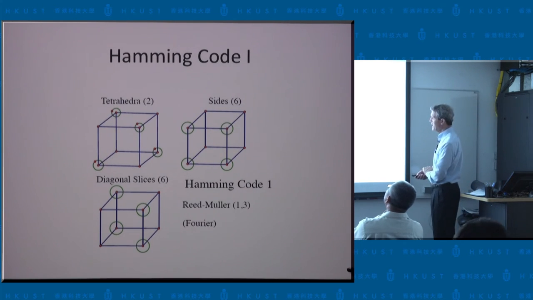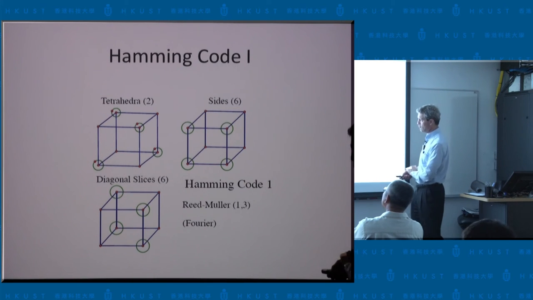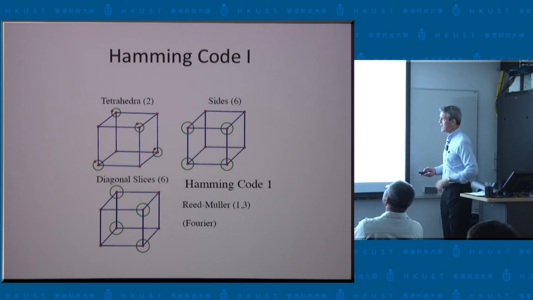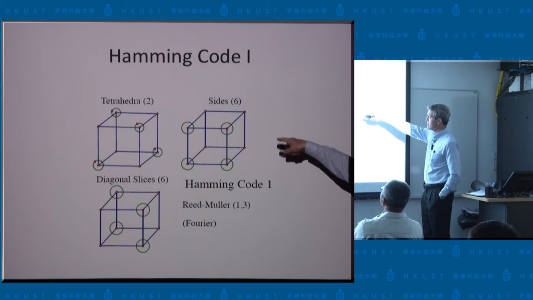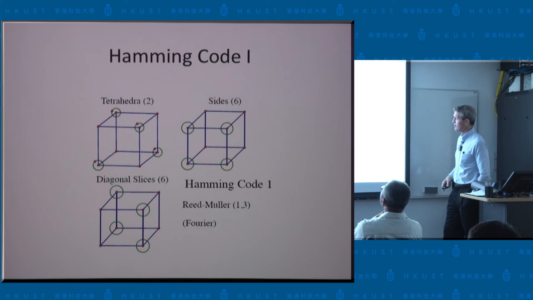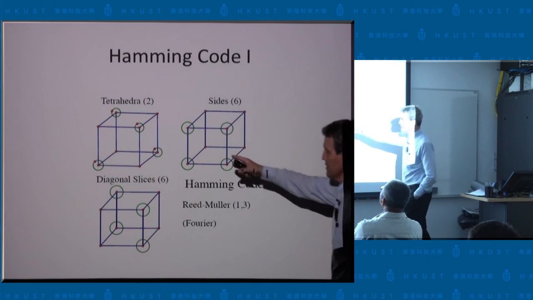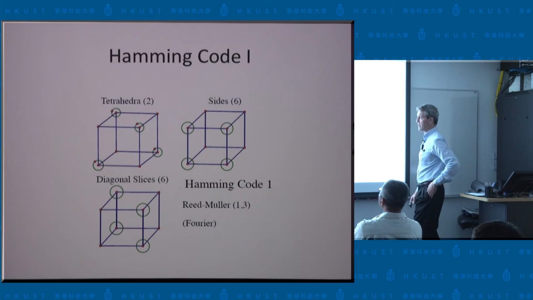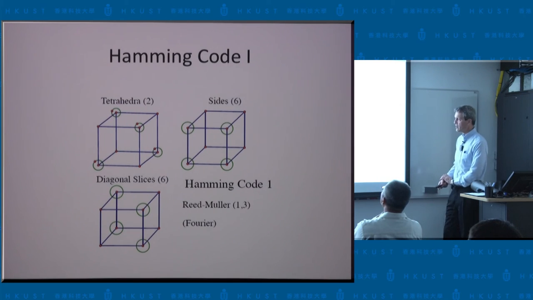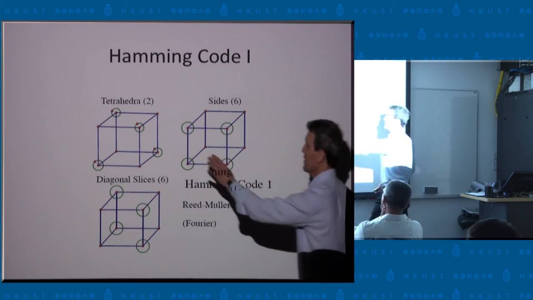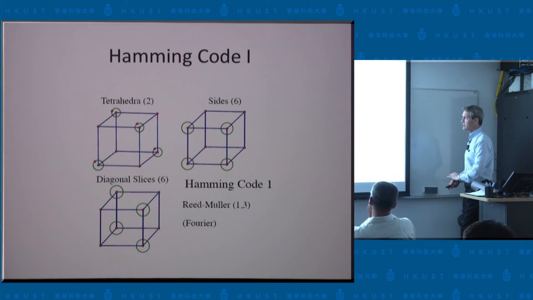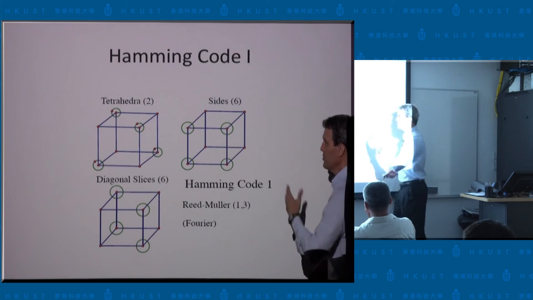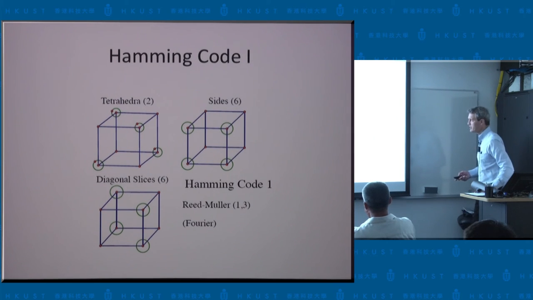So the cube has 8 vertices, and you can make a Hamming code by taking the 6 sides. You take any one of the 6 sides, the 4 vertices of that, and the diagonal slices, there's 6 of those. And then the vertices of the 2 possible tetrahedra. So this gives you 6 plus 6 plus 2, that's 14. Those are the sets of size 4 of a Hamming code.